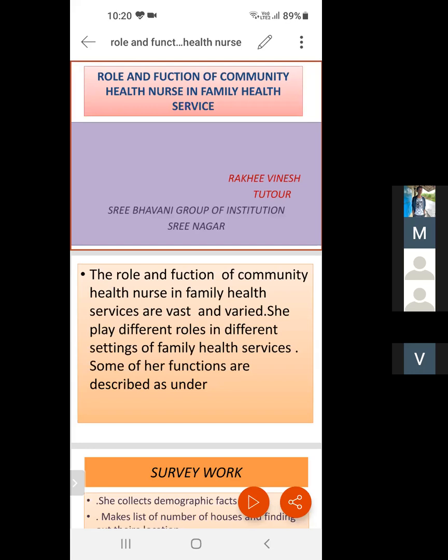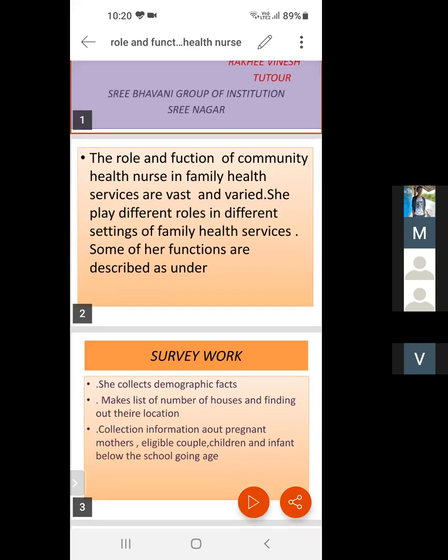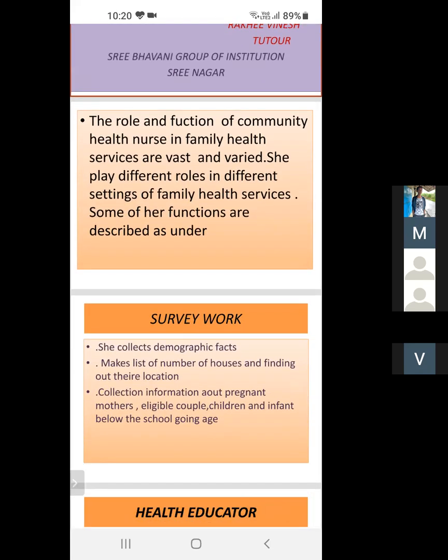That is the next topic here. The role and function of community health nursing family health service are vast and varied. She plays different roles in different settings of family health service. Some of her functions are described as under. She has some services in the family health service.